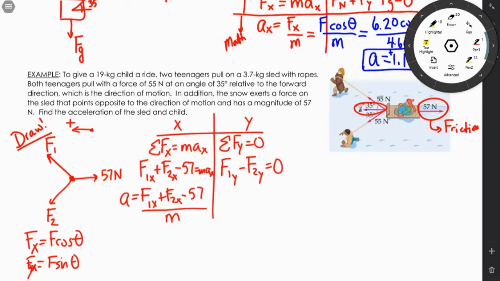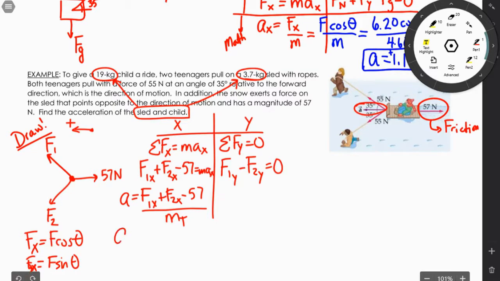Okay, one thing about the mass, you have to be careful. I don't think I ever officially read the question, but you have a 19 kilogram child riding a 3.7 kilogram sled being pulled by teenagers, both of them exerting a 55 Newton force at 35 degrees in the direction of motion. And then we have the 57 Newton force going opposite direction, and we're finding the acceleration of the sled and child. So because we're looking for the acceleration of both, this mass is actually going to be what we'll call total mass.